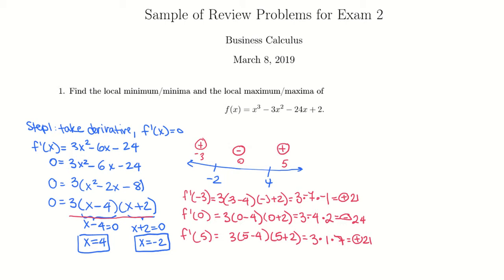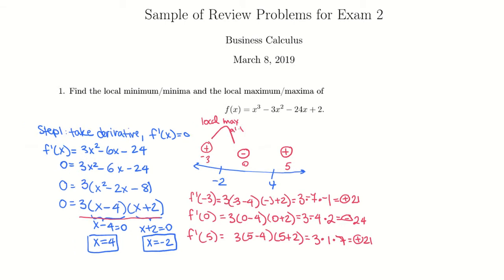So now the signs of our first derivatives at these numbers tell us that approaching negative 2 from the left, we have a positive slope or positive first derivative. And then after negative 2, we have a negative first derivative or negative slope. That means we have a local max at x equals negative 2. And then at 4, we have a negative first derivative to the left of 4 and a positive to the right, which means that we have a local min at x equals 4.